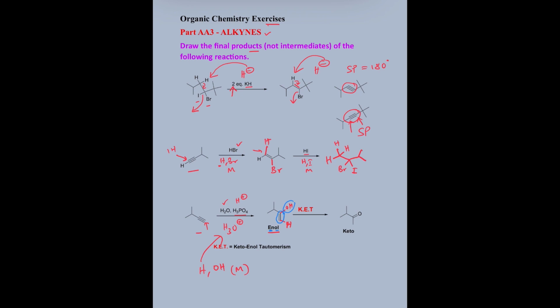But enols are not stable, and they will go through what's called keto-enol tautomerism, where they will be transformed to what's called a keto form, where the double bond now moves to form a carbon-oxygen double bond, and that keto form is more stable, and that's going to be the product for hydration of alkynes.